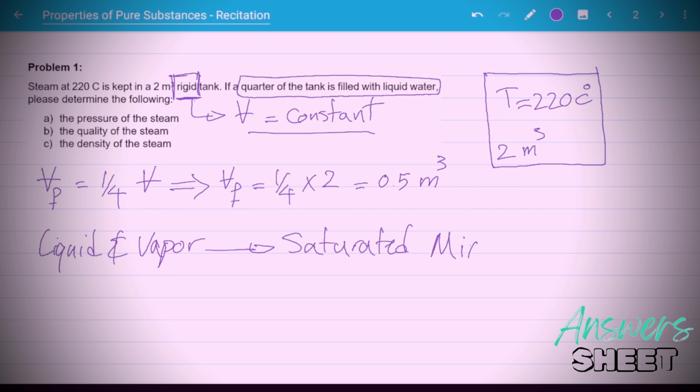Now, because we're dealing with a saturated mixture, we know that temperature and pressure are related to each other. So the pressure of the tank is equal to the saturation pressure at 220 degrees Celsius, which, if you go check the tables, is 2319.6 kilopascals. So there we have it. This is part A.